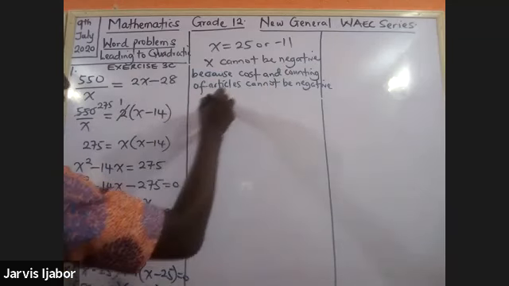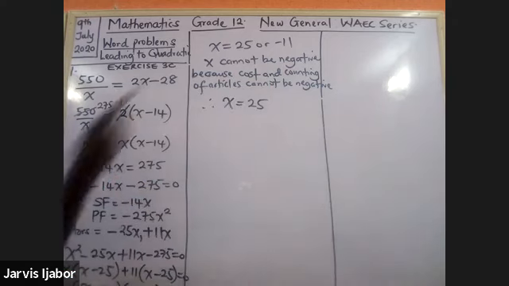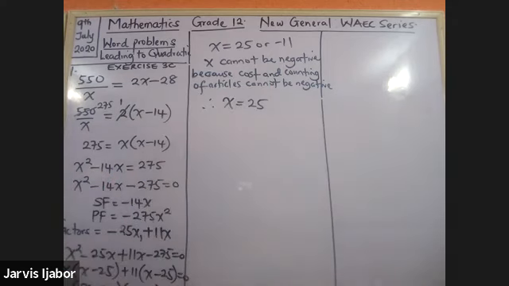So therefore, x will be equal to 25. The examiner knows this, and they'll be waiting for you to give that conclusion. So in question 1, x is equal to 25. That's the only valid answer for this equation.